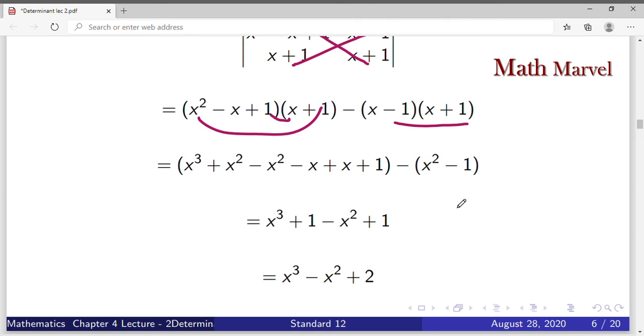Okay. After this, open the bracket. So here the sign becomes positive, and here x square cancels out. Again x cancels out. So we get here x cube plus 1 minus x square, minus becomes plus. So the answer is x cube minus x square plus 2. So this is the answer of the determinant.